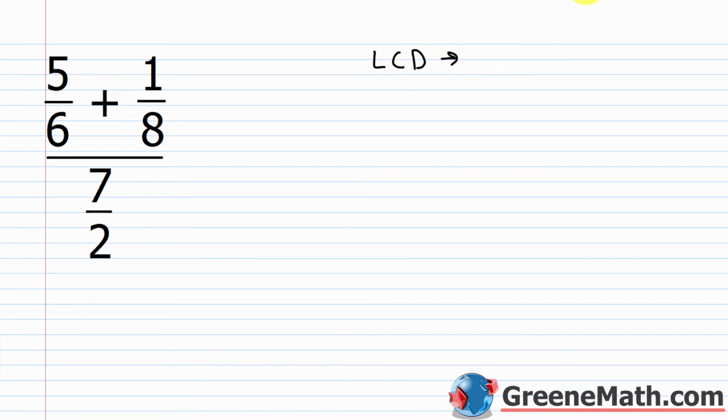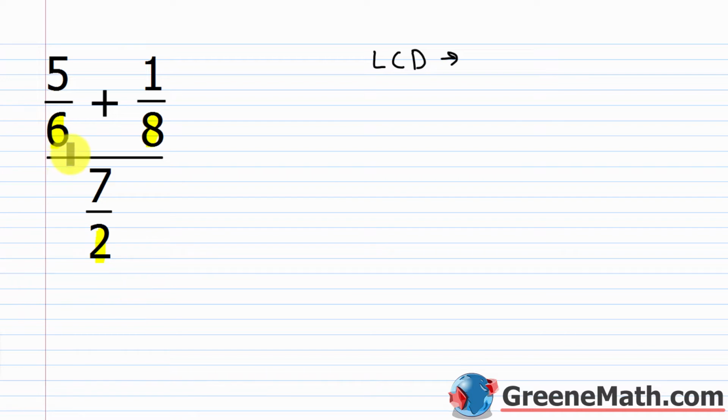So in order to do this, I'm looking for the LCD. I want to look at all the denominators. So I have a 6 here, an 8 here, and a 2 here. That's all the denominators that are involved in the complex fraction. I'm not looking at just the denominator of the complex fraction. I'm looking at individually each denominator that's involved.